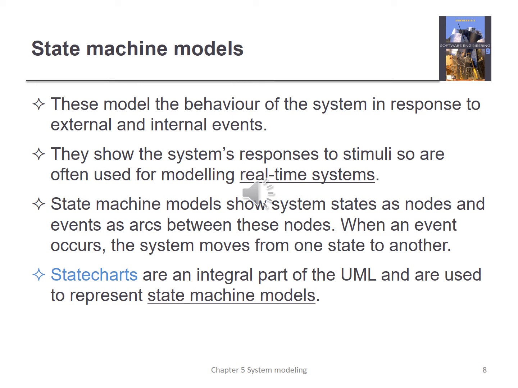A state machine model shows system states as nodes and events as arcs between these nodes. When an event occurs, the system moves from one state to another. State charts are an important part of the Unified Modeling Language and are used to represent the state machine model. State machine model, behavioral diagram, state transition diagram, they are all synonyms of each other.